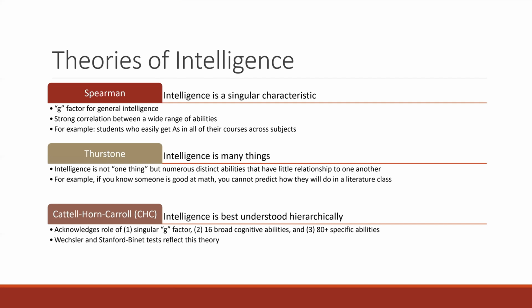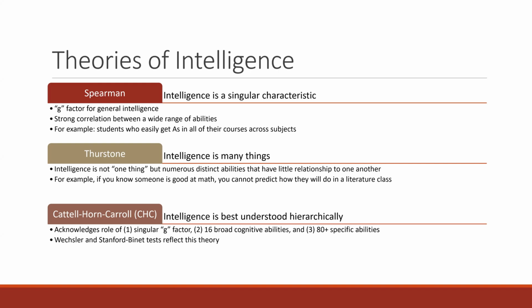So historically, we've had 3 predominant theories of intelligence in psychology. We have Spearman, who believed that intelligence is a singular characteristic. Spearman believed that there was this thing that he called the G factor for general intelligence. It's just this unidimensional trait that people have. So everyone can be measured in terms of this general intelligence. With Spearman's theory, there's a big correlation between a wide range of abilities. For example, you probably know some students who have always easily gotten A's in all of their courses across subjects. Whether it's math or science or English, it's all easy for them because they have this high general intelligence.